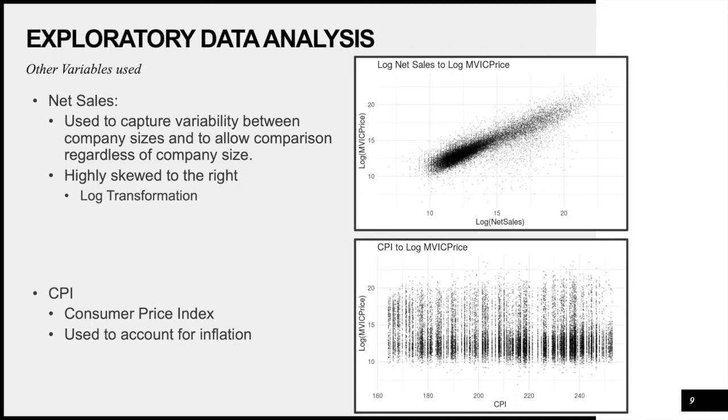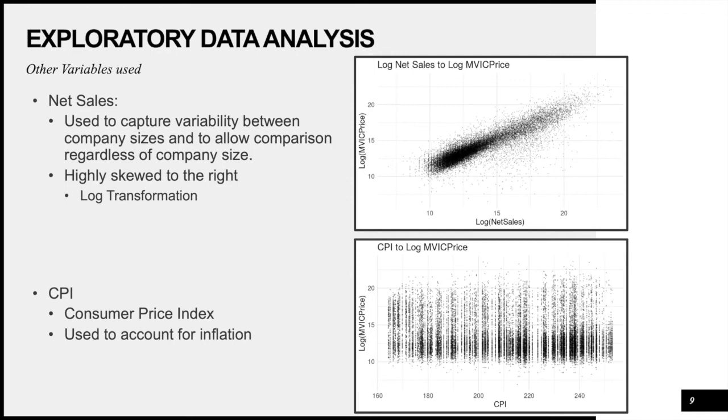As the dataset is very large and contains a large variety of different transactions over a long period of time, there are some things we need to take into account. To capture the vast variability in the sizes of companies, the models also include a net sales variable, which corresponds to the company's last year's sales. This allows for better comparison regardless of the company's size.